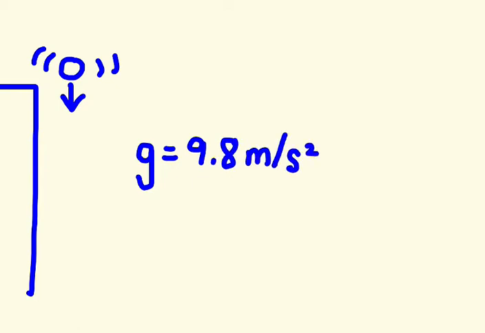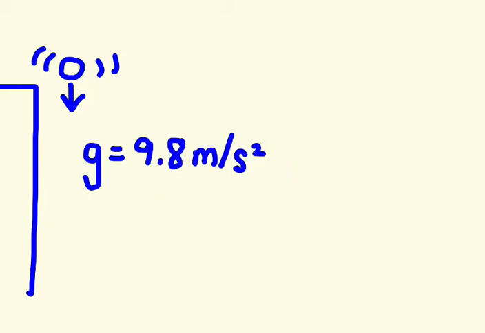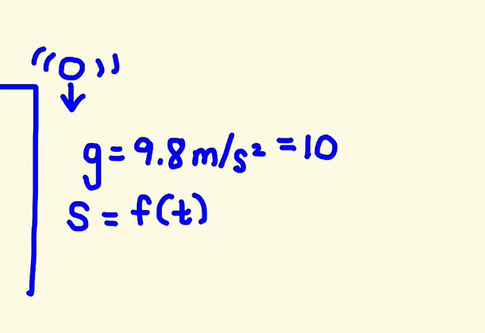To make it easy, I'm moving it over. Let's just call it 10 meters per second squared because that's a little easier to work with, right? So the equation for how far the rock has fallen, its distance, I'm going to call it S, in meters, correct? S is a function of time. And the equation for how far the rock has fallen, S of t, is 1/2 gravity times time squared.